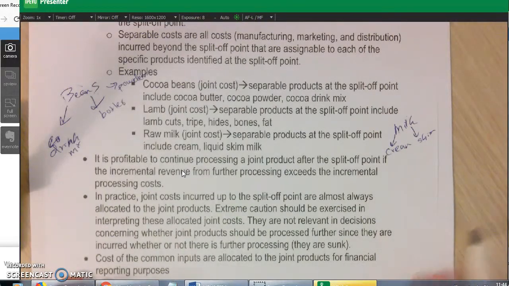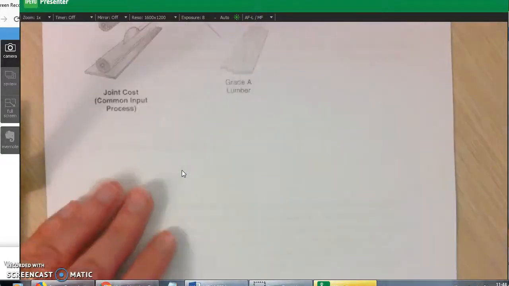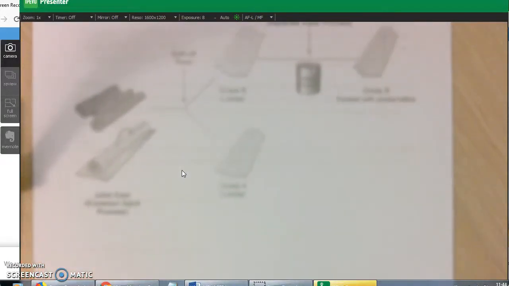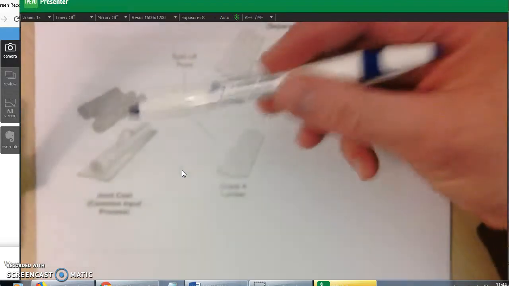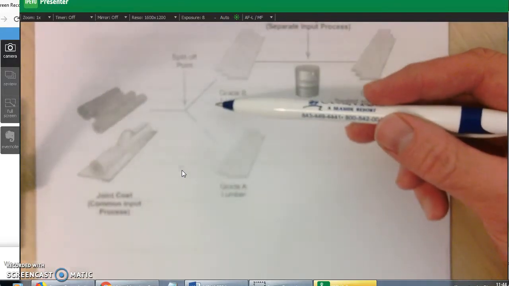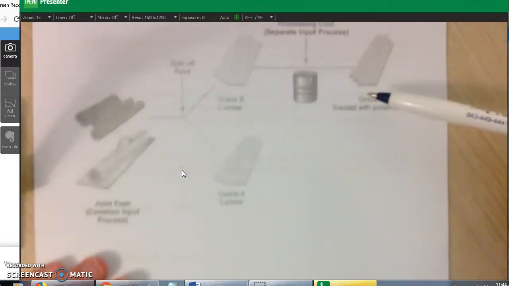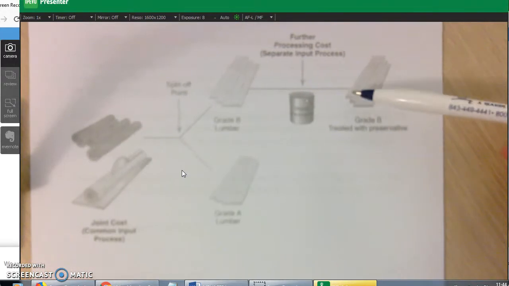Now, the first thing we're going to talk about is how to allocate these joint costs out to these end products, and we have to do that for financial reporting purposes. Looking over here, we have our joint costs, maybe the cost of buying some wood. We have our split-off point where we can turn it into grade B or grade A lumber, and then we have our further processing costs over here.